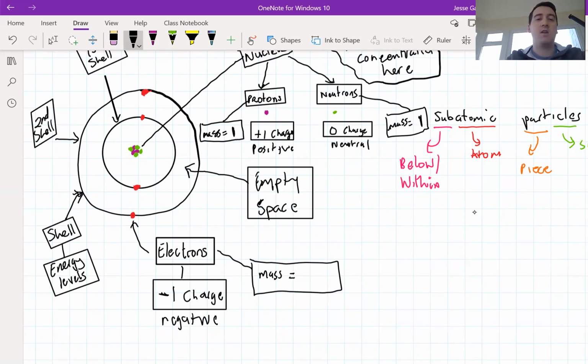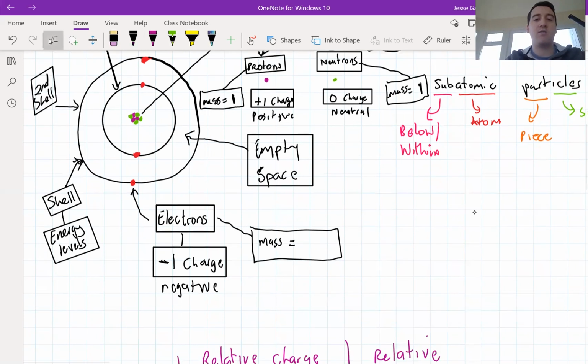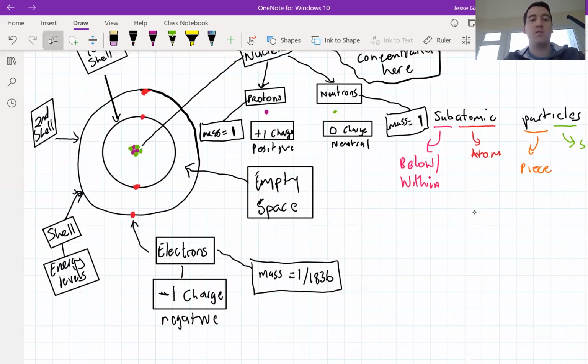Now remember, this electron really doesn't add to the mass because it's 1 over 1836. So it really doesn't matter. You'd have to have 1836 electrons to even be the same mass as 1 proton. They're just crazy, crazy small. So these don't really affect the mass of the atom.